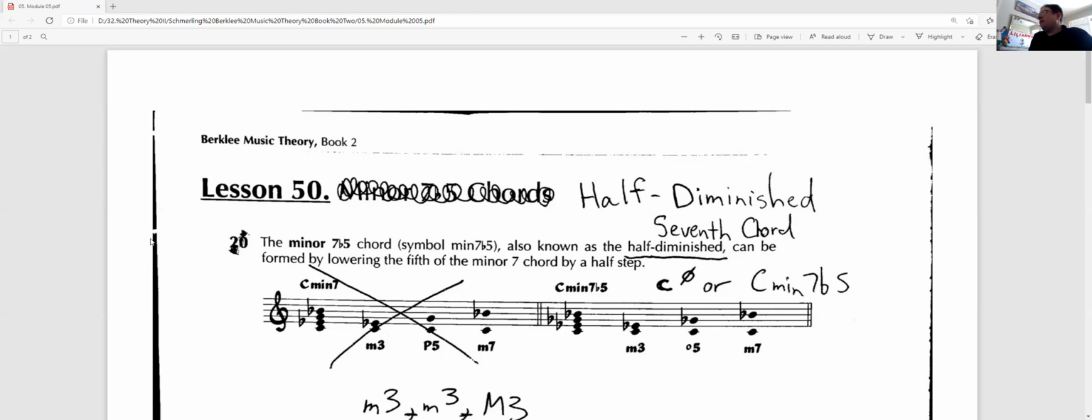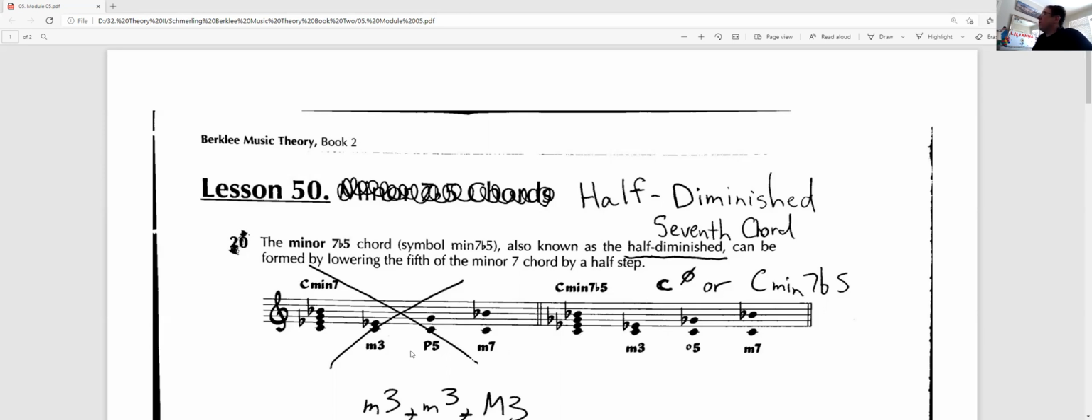It says in your text the minor 7 flat 5 chord, also known as the half diminished, can be formed by lowering the 5th of a minor 7th chord by a half step. Now, that doesn't mean anything to you because we didn't talk about the minor 7th chord, so here's how you construct it. You take your diminished chord, like in the example, the key of C, E flat, G flat, and you add a 7th above that. You add the same kind of 7th, that minor 7th that you added in the dominant 7th chord, so it'll be C, E flat, G flat, B flat, or F, A flat, C flat, E flat.